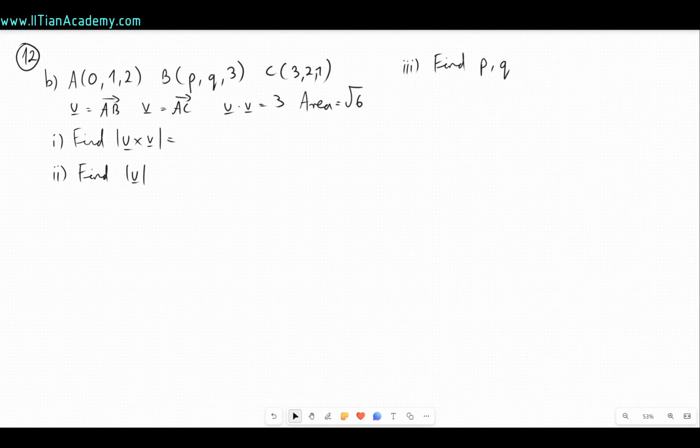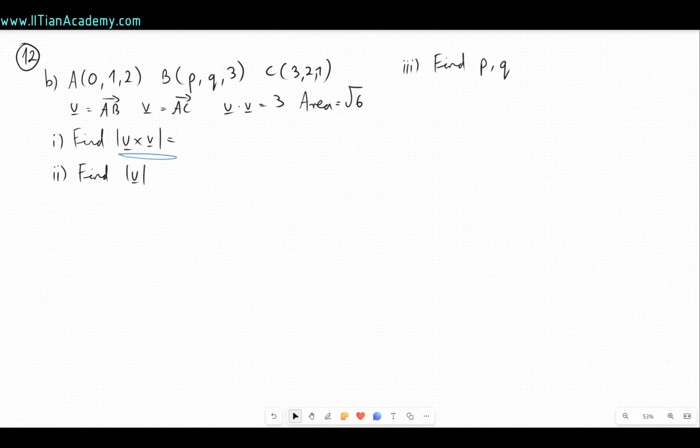So in part B, we're given that a triangle ABC has 3 vertices, as I listed here, and vector u is the vector from A to B, and vector v is the vector from A to C. We're given that u dot v is 3, and the area of the triangle ABC is root 6. In part 1, we need to find the magnitude of u cross v.